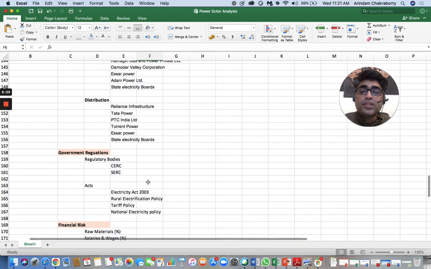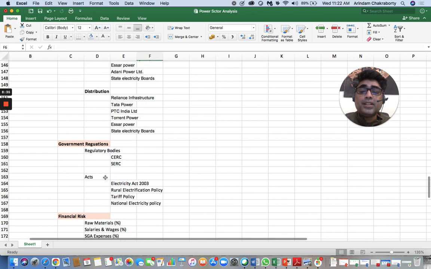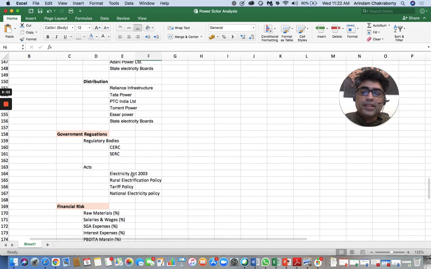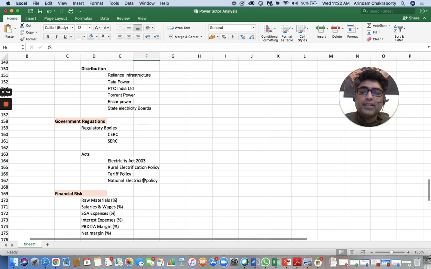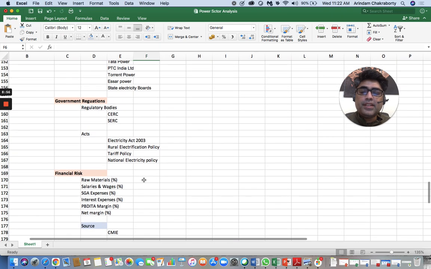Then we have to focus on the government regulations, which are the regulatory bodies in the sector like CERC, and so on. What are the acts, whether there has been some real modification that has come up lately in this set of acts, and what is going to be the impact of those new changes that have come up, right? So acts such as the Electricity Act, Rural Electrification Policy, Tariff Policy, National Electricity Policy, and so on.